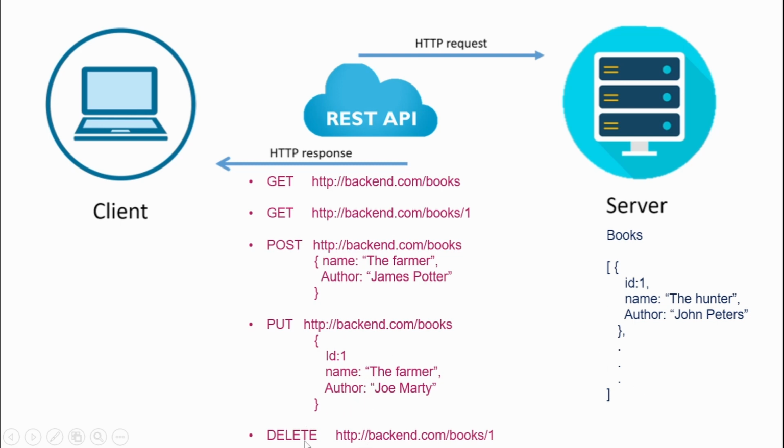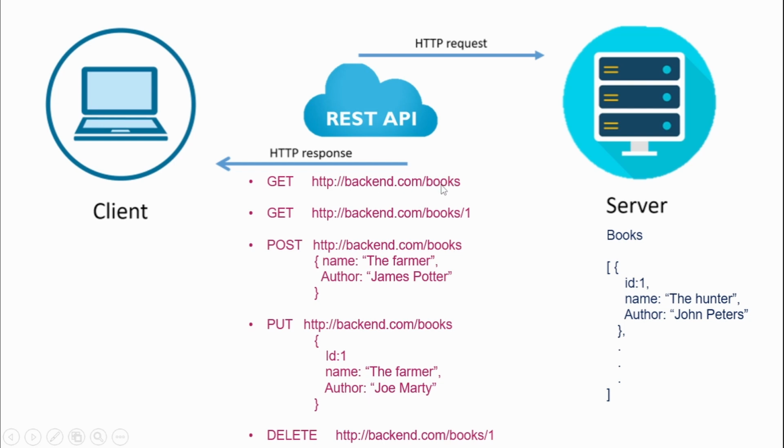And for delete, you just pass the ID of the book you want to delete after /books, and it's going to delete the book with that ID from the backend. So as front-end developers, you don't need to really care about how all this is implemented, but you need to understand how these RESTful endpoints are structured with /books.